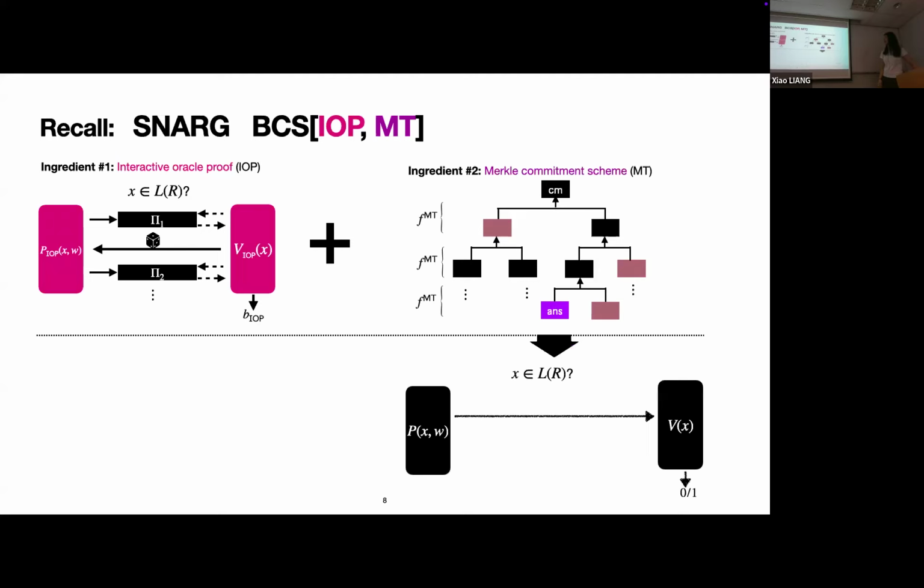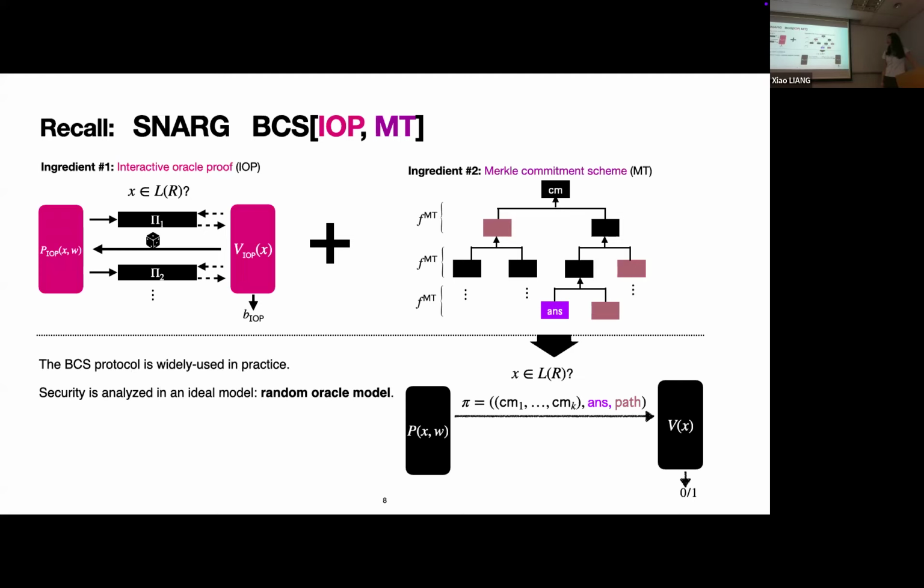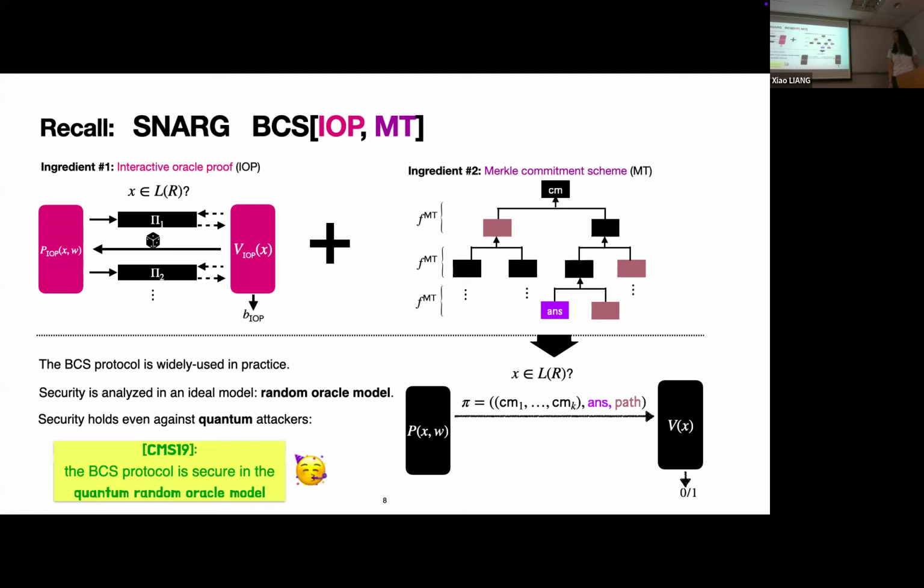So with these two ingredients, it gives us a SNRG where the prover will send over a proof consisting of the commitments, the local openings, and opening proofs. This BCS protocol is widely used in practice, and we know that it is secure classically in some ideal model known as the random oracle model. And the good news is it's also secure against quantum attackers. So CMS 19 showed that the BCS protocol is secure in the quantum random oracle model.